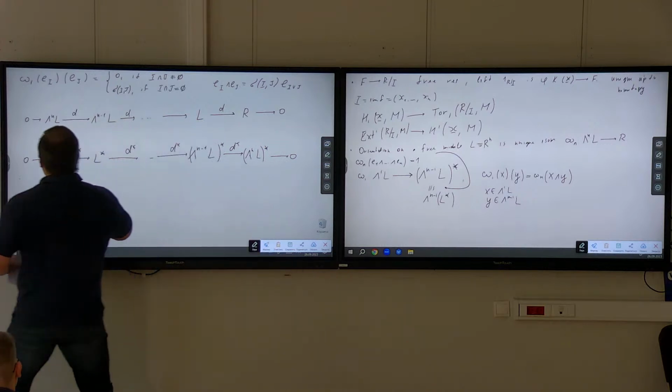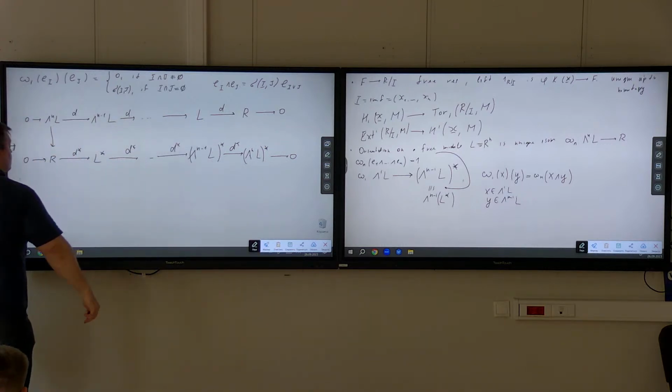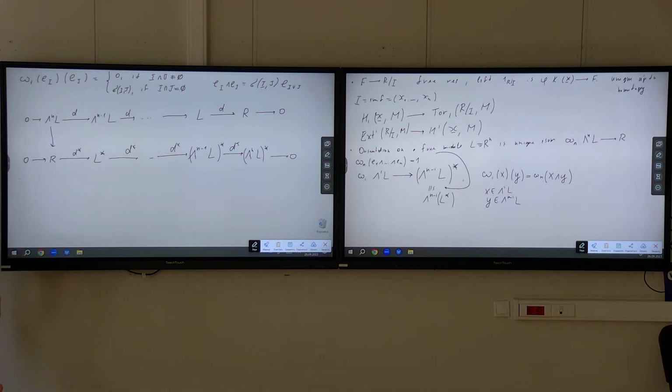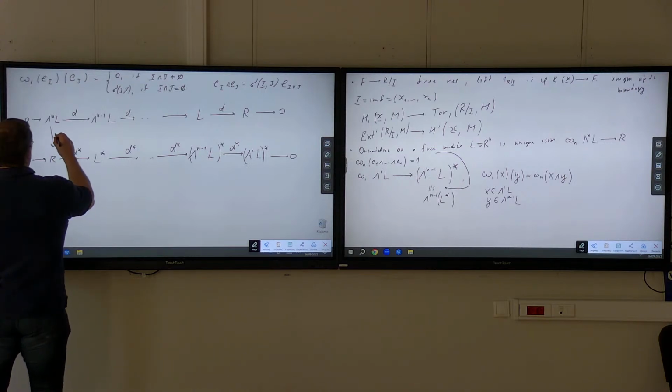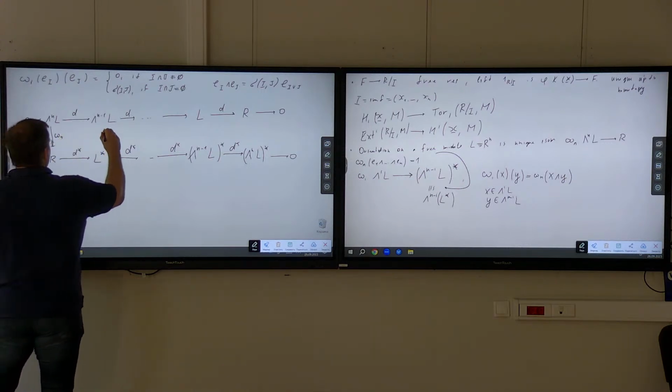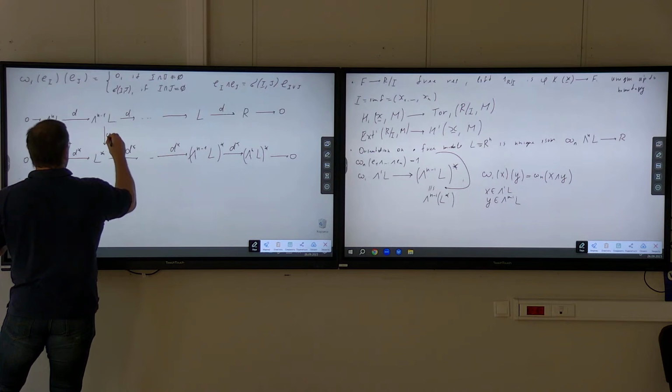We still work when L is free. Yes, L is free. I think for the rest of today's lecture L is free, because now I have maps induced by the orientation.